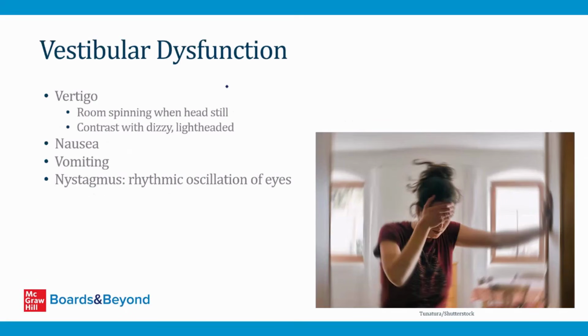Okay, so all that's the basic anatomy of the vestibular system, but what's really important to understand is what happens when there's dysfunction of the vestibular system due to some type of pathology. So let's talk about that now. So the major symptom of vestibular dysfunction is vertigo.